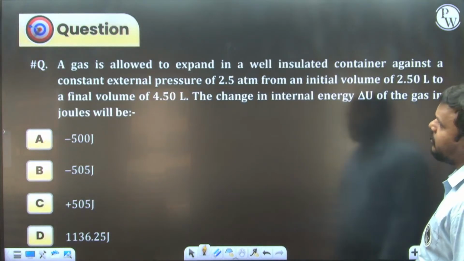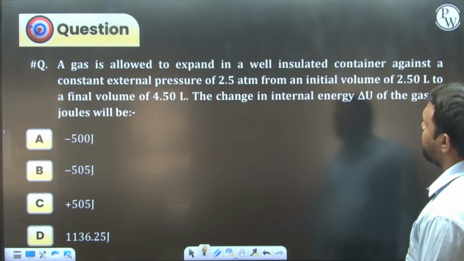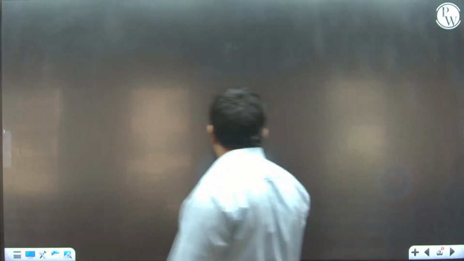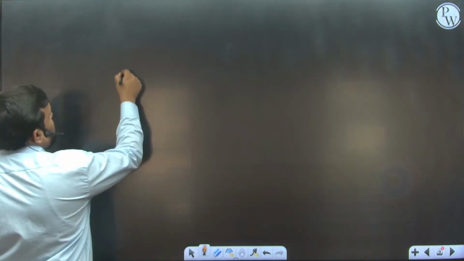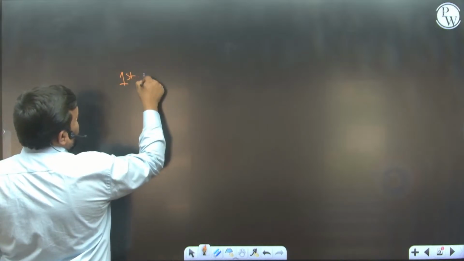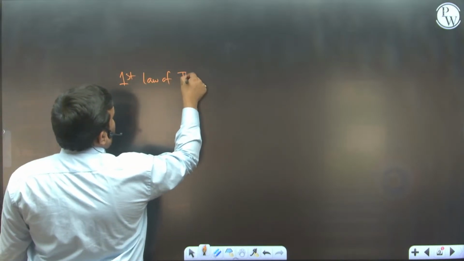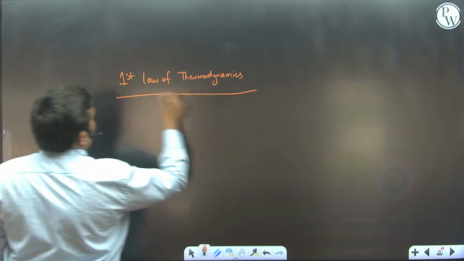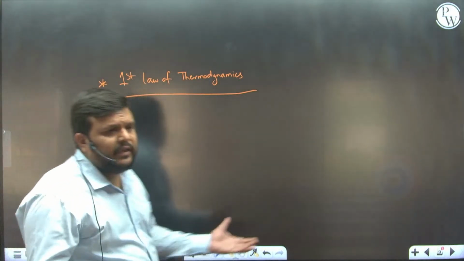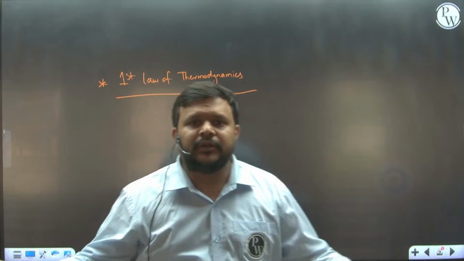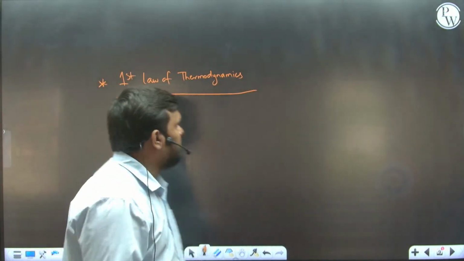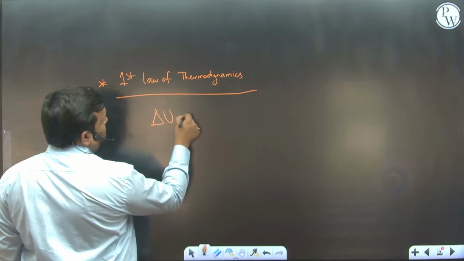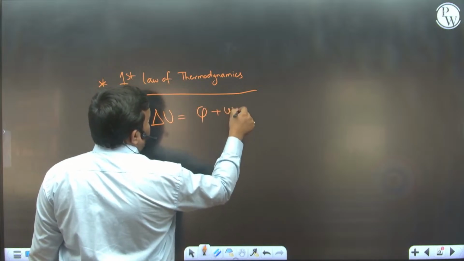One more question we are looking at here, in the first law of thermodynamics. We study that energy can neither be created nor destroyed; it can be converted from one form to another. And over here we see the relation delta U is equal to Q plus work done.